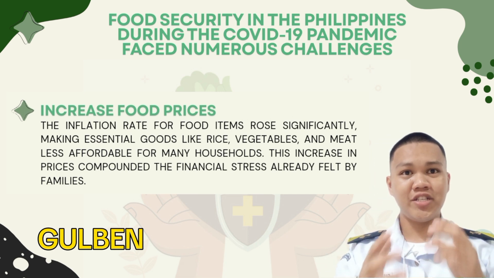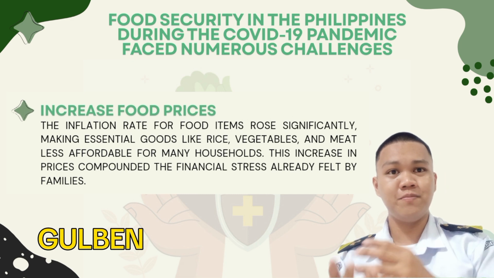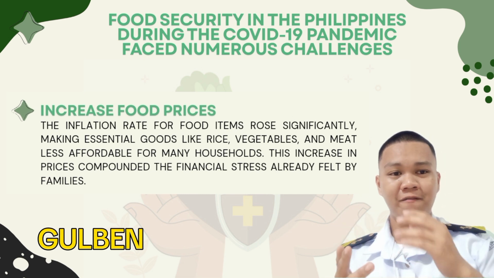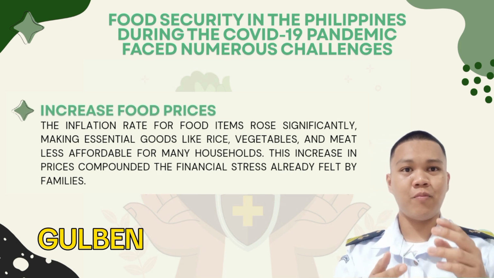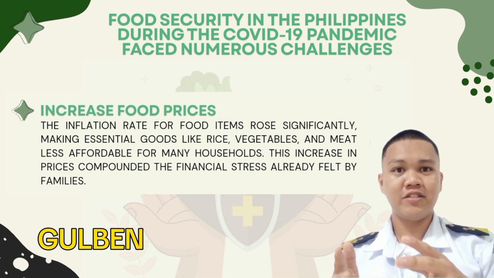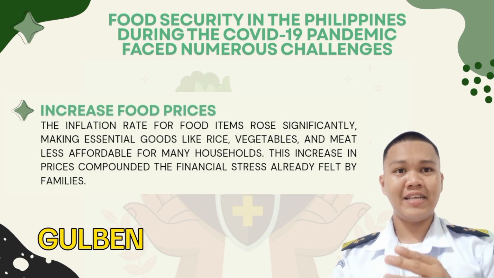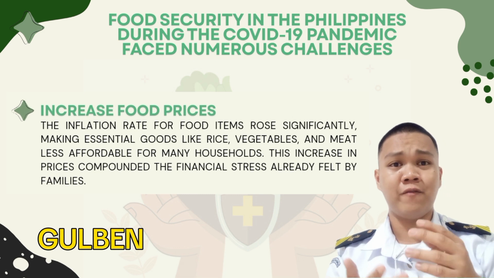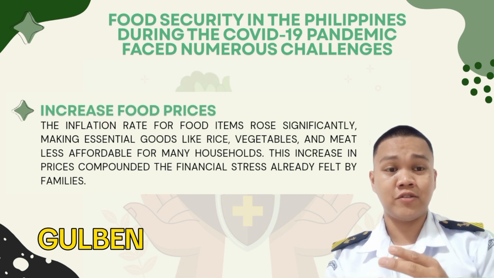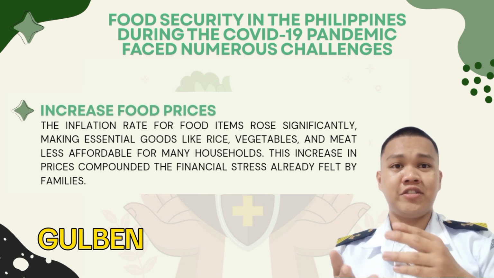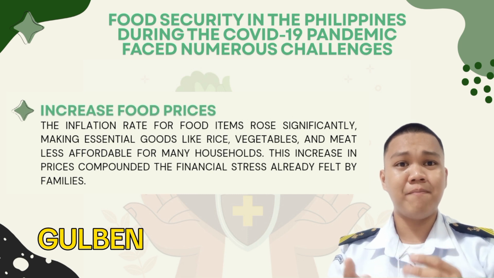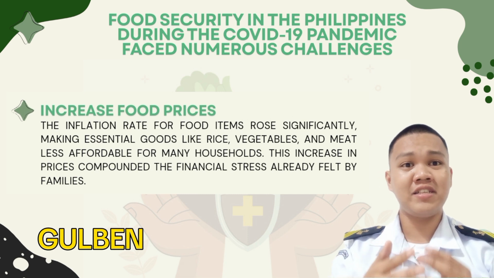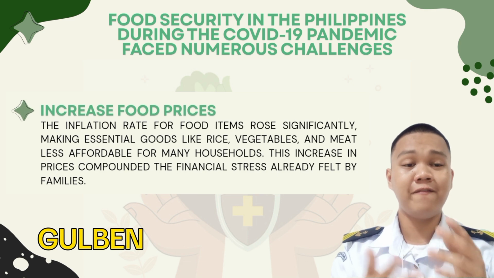That means the general price level of goods and services is rising over time. So when inflation is high, it weakens the purchasing power of money. It means that you can buy less with the same amount of money. So imagine you used to buy a kilo of rice at 50 pesos before, but now it costs 60 pesos. This means you can buy less rice with the same amount of money. So it is a simple example of inflation.